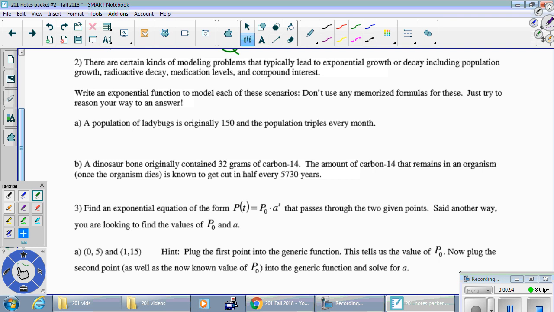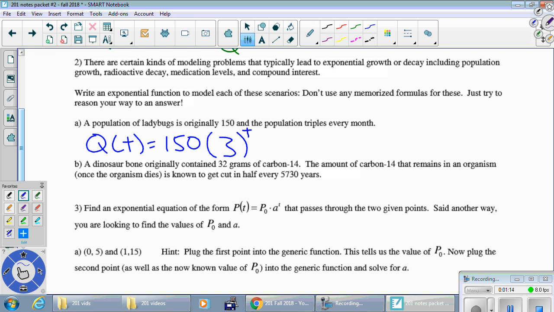Okay, part A here, number 2. Population of ladybugs is originally 150. That's our starting number. And then the population triples every month. Okay, so if you're going to triple every month, that means you are multiplying the population by 3 repeatedly. 3 to the t is our answer, where t is the number of months.